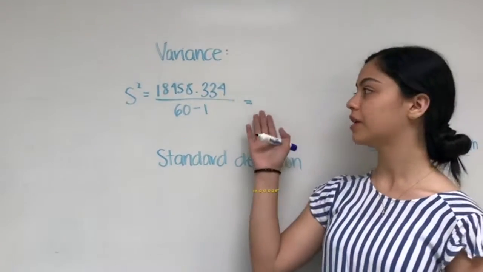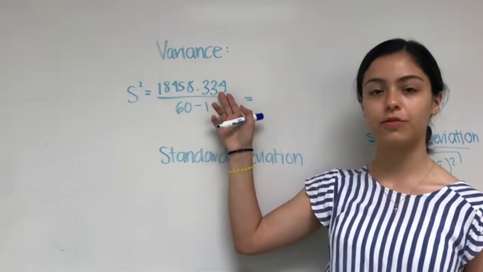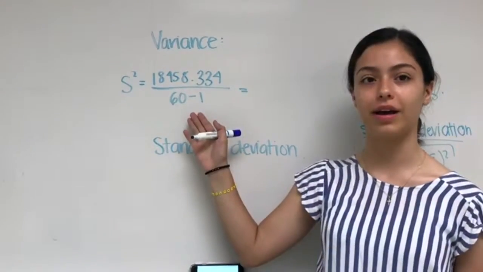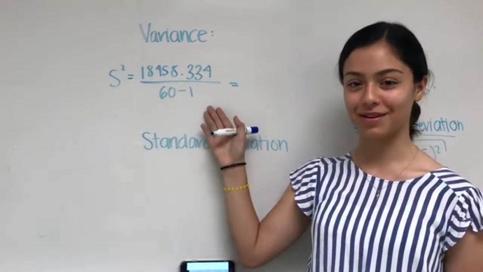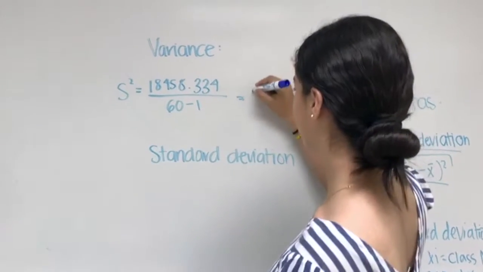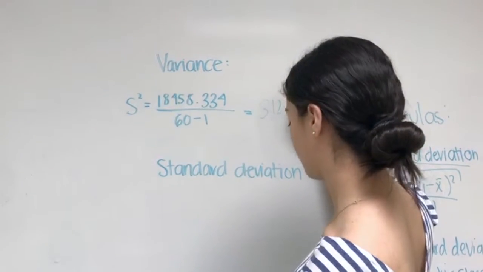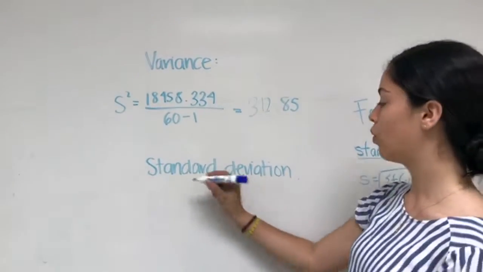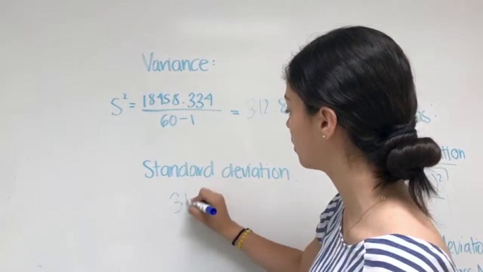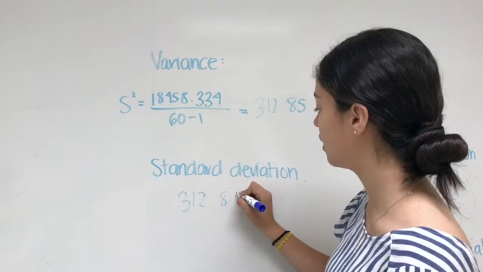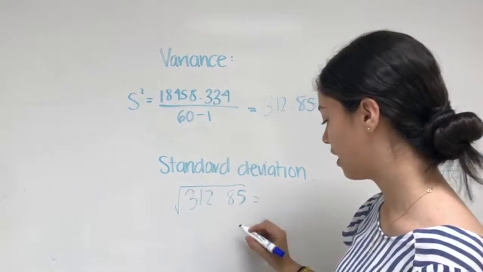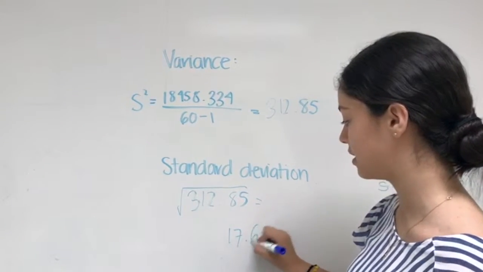So now to get the variance, we had to get the sum of the previous formula we did on each range, divided by the number of elements minus 1, which is 312.85. And to get the standard deviation, we have to get the square root of 312.85, and that gives us 17.68.